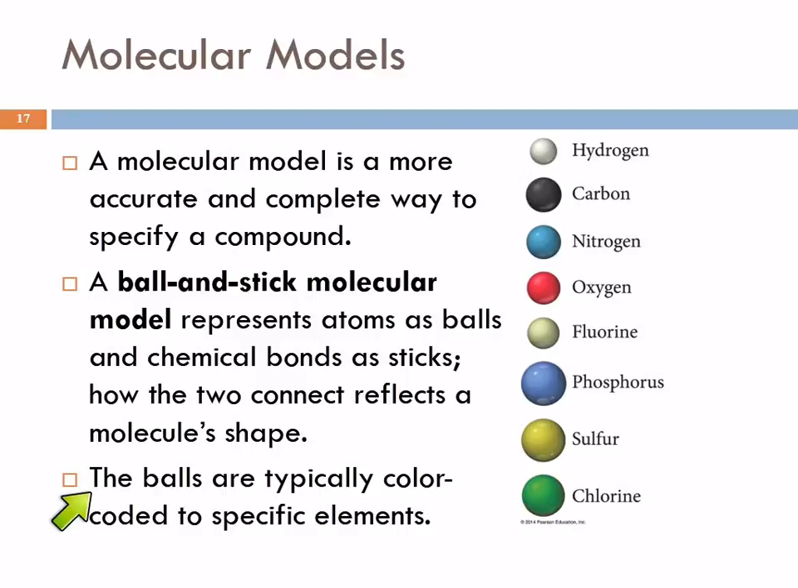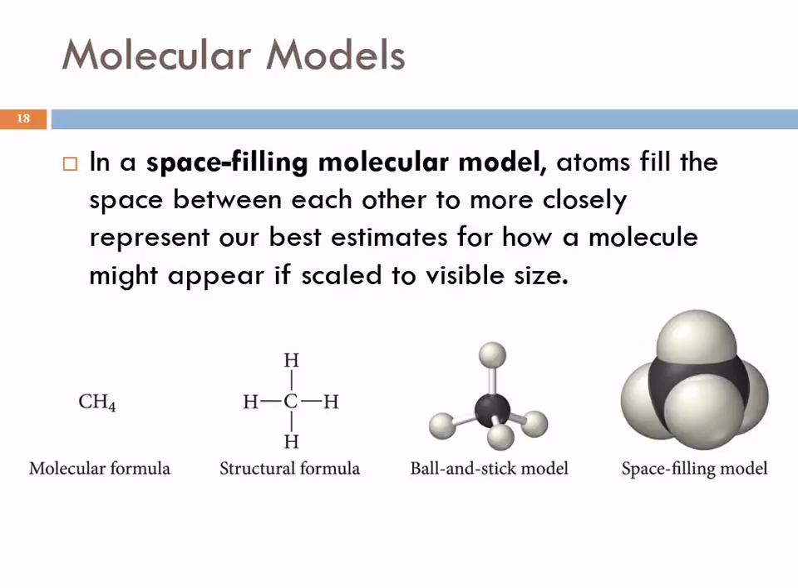The balls are typically color-coded to indicate specific elements. This is just a common color scheme. You don't have to memorize that. But usually we'll see that white represents hydrogen, and black represents carbon, and red is oxygen. And if you remember all those little pictures we've seen of the Mickey Mouse head water molecules, they're red and white. And so we tend to use these colors throughout the book as we illustrate the different molecules.